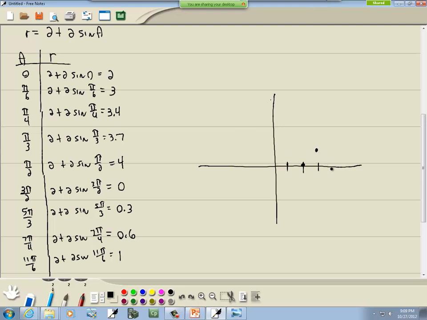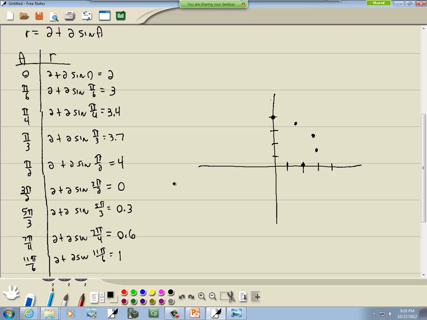That's 3.4. So that'd be maybe a distance like that. I'm just guessing. I'd have to measure it to be sure. Pi over 3. Pi over 3 is about right here. 3.7. Yeah, that'd be, let's say, right there. And pi over 2 and 4 would be there.